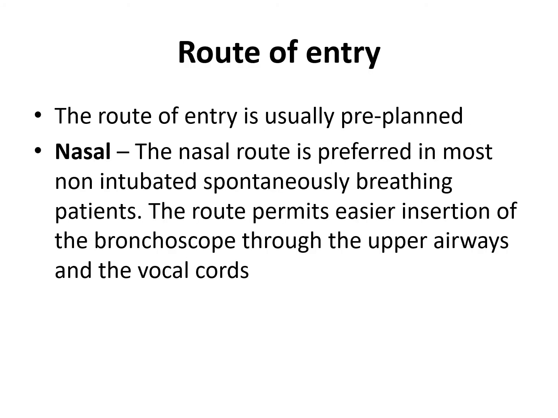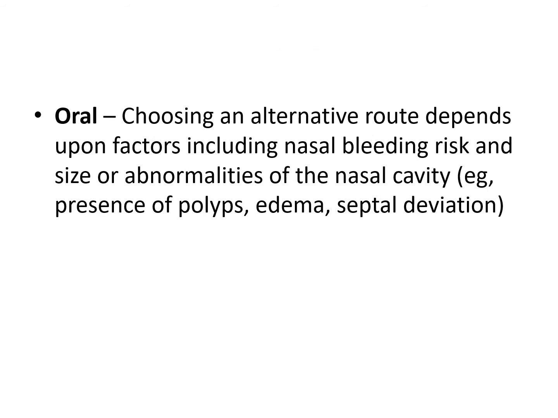Route of entry of the bronchoscope. It is usually pre-planned. There are various different routes, out of which the nasal route is preferred in most non-intubated spontaneously breathing patients. This is because the route permits easier insertion of the bronchoscope through the upper airways and the vocal cords. So this is the preferred route, passing the bronchoscope through the nostril.